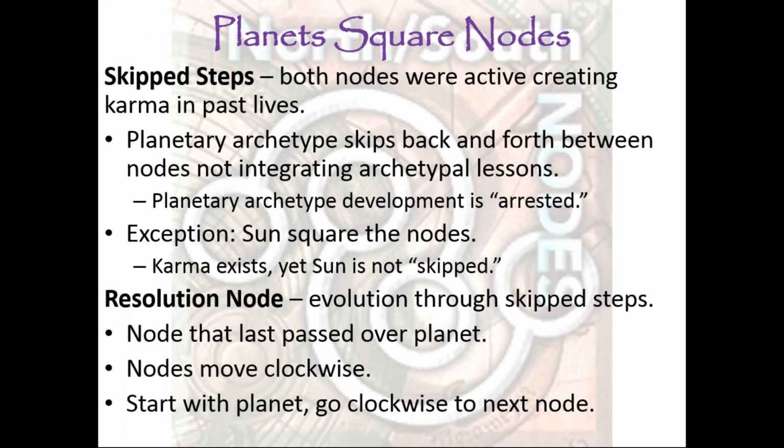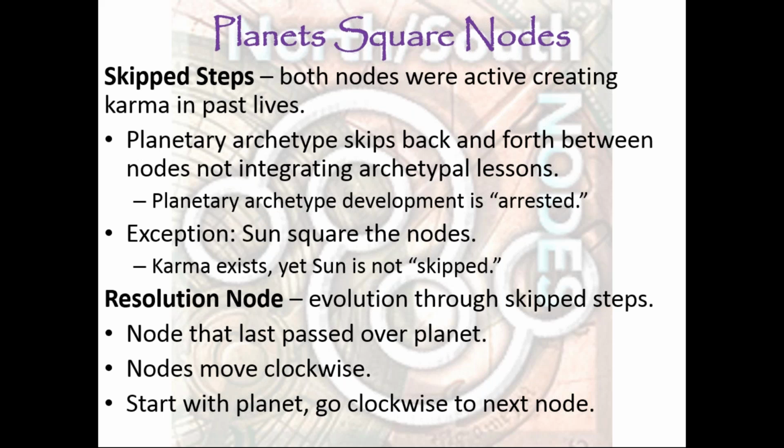Planets square the nodes, again, EA calls that skip steps. And in this case, both nodes, both the north node and the south node, were active in past lives. They were active in creating the karma in past lives. And the planetary archetype skips back and forth between those nodes, not integrating its archetypical lessons.